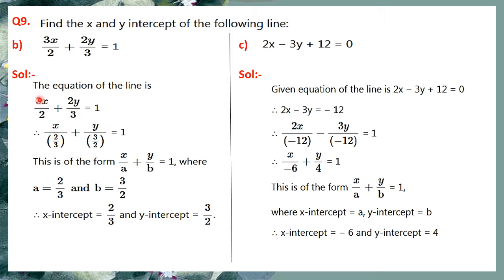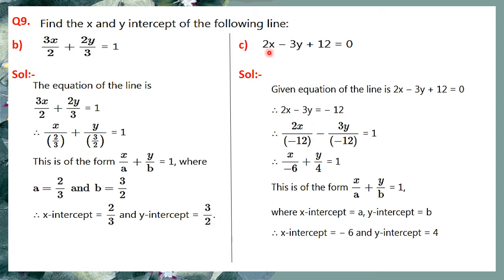So, 3x upon 2 can be written as x upon 2 upon 3, since taking the reciprocal of 2 upon 3 gives 3 upon 2 with the x. Then 2y upon 3 can be written as y upon 3 upon 2, which is equal to 1. In place of a and b we have 2 upon 3 and 3 upon 2 respectively. So, the x intercept is 2 upon 3 and the y intercept is 3 by 2.